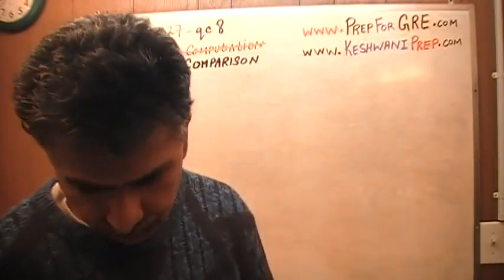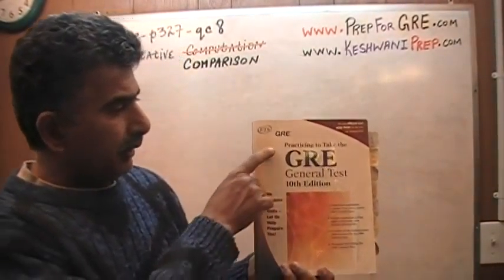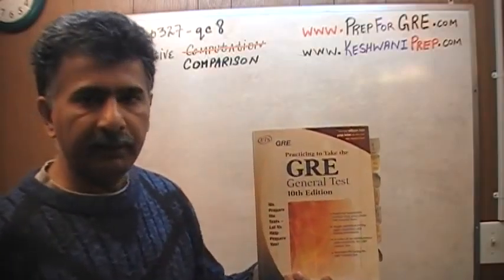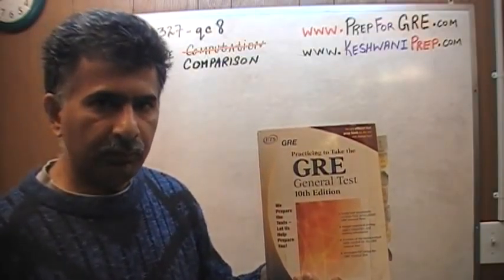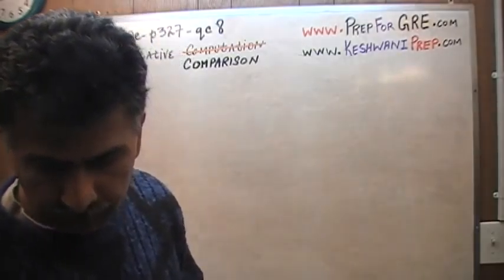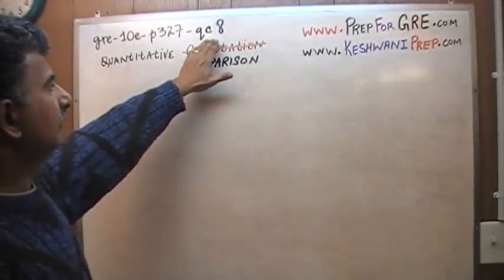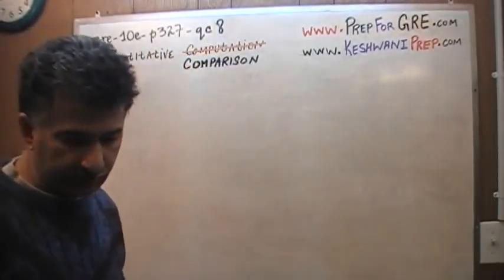I have been solving math problems for the GRE out of this book, practicing to take the GRE General Test, the 10th edition. If you do not own this book already, purchase one immediately. The problem that I'm about to solve is the one you'll find on page 327, quantitative comparison question, hence the QC, number 8. Let's take a look at it.